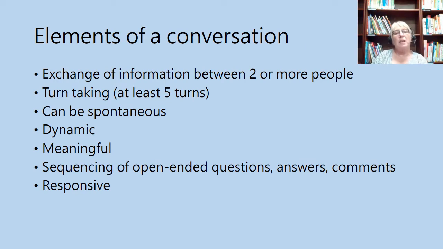So that assignment gave you a chance to think about the components of a conversation. You likely came up with some version of many of the following elements. A conversation is the exchange of information between two or more people. A conversation requires turn taking. There should be at least 5 turns taken before we can really call it a conversation. Asking a question and getting a one-word answer shouldn't be considered a conversation.